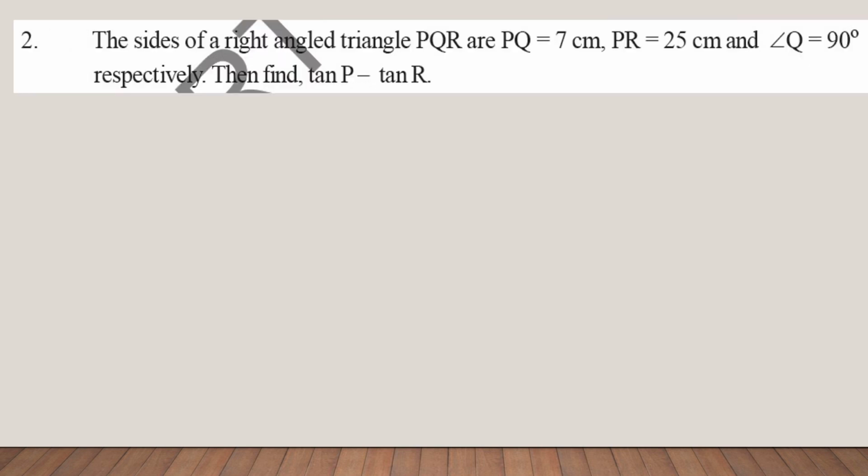Let's move on to question number 2. What he has given: the sides of a right angle triangle PQR are PQ equal to 7 centimeters, PR equal to 25 centimeters and angle Q equal to 90 degrees. Then find tan P minus tan R. We need to find out the value of tan P minus tan R.